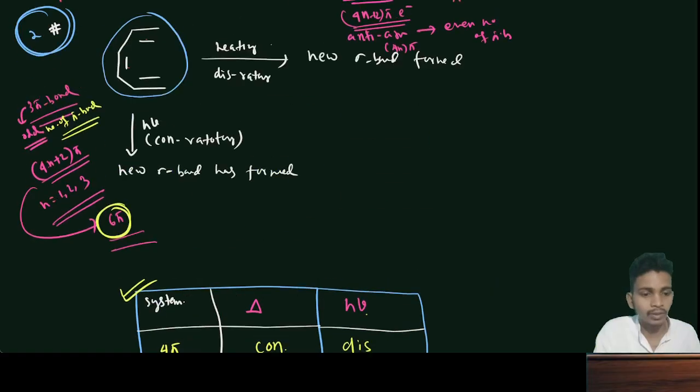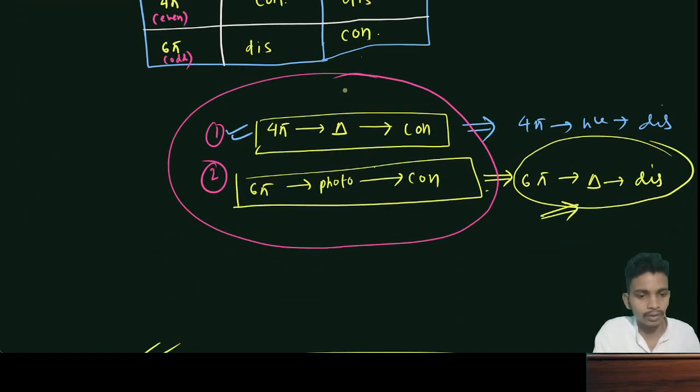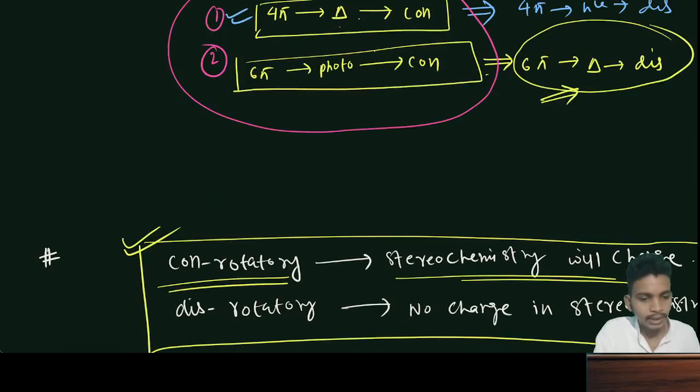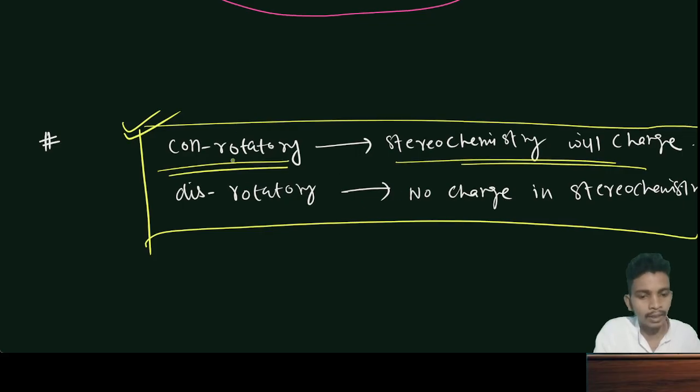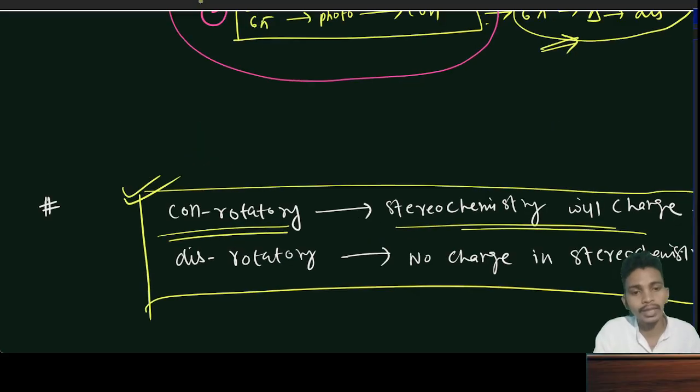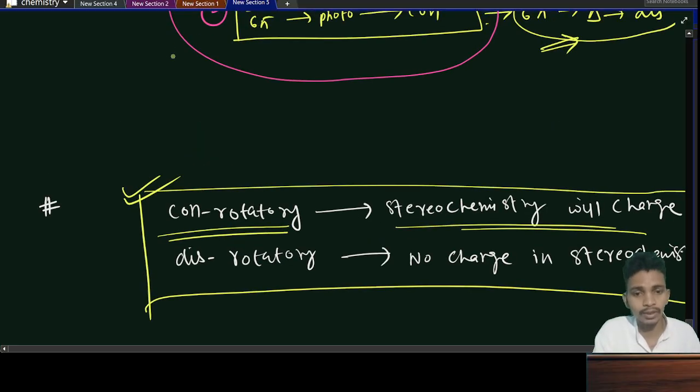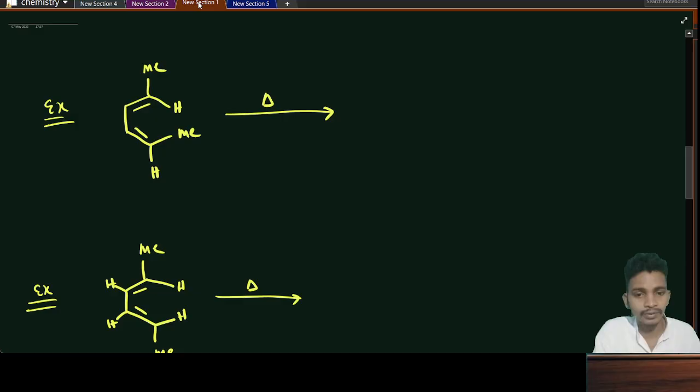That's why we also take conrotatory. One is for heat, and another is photo. Photo, that bond forms: 4 pi is heat conrotatory and 6 pi is photo. And if it is conrotatory, then the stereochemistry will change, and for disrotatory there is no change in the stereochemistry of the products. How it is, by looking at the examples we will make it clearer. So let's start the examples.